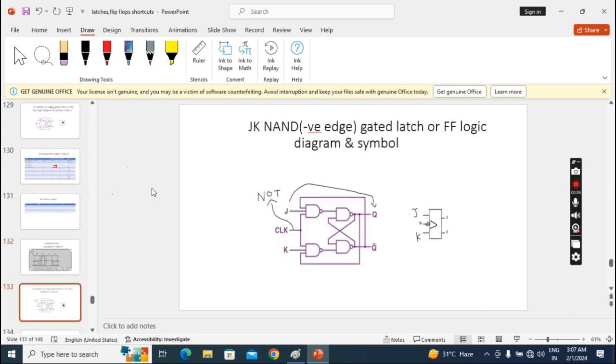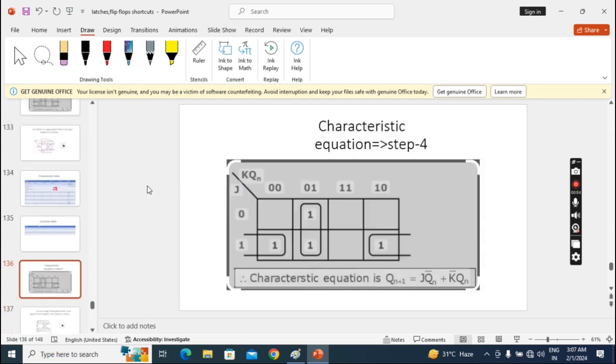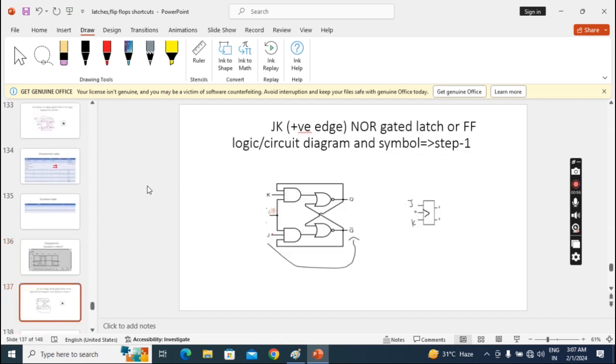Now with negative edge, with the NAND latch part only. Negative edge means here a bubble will come along with this triangle, and here an inverter. This is the same as the latch, just it is working with edges, that is working with levels. This is the same as the latch, this is the same as the latch.